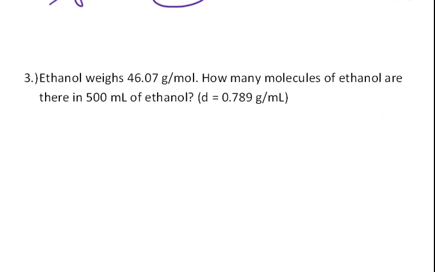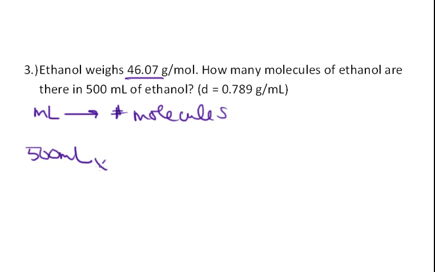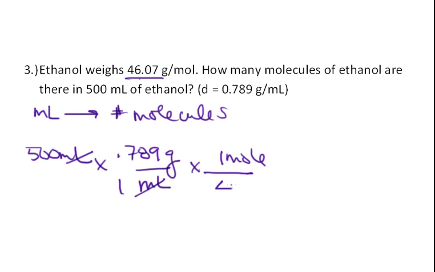In this next one, you are given the molecular weight of ethanol and how many molecules of ethanol are there in 500 milliliters. So we need to go from units of volume to number of molecules. So first let's get rid of our volume and change it to a mass, which is what we can use the density for. If you multiply by the density, you get rid of milliliters. Then we can get rid of grams using our molecular weight. 1 mole over 46.07 grams.